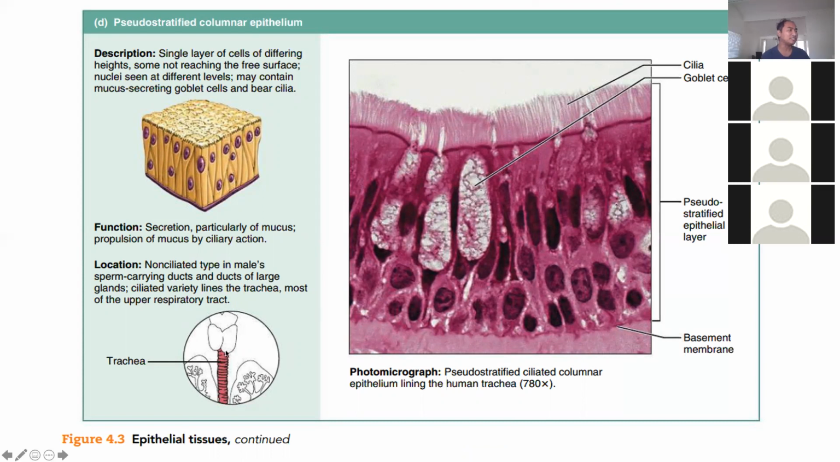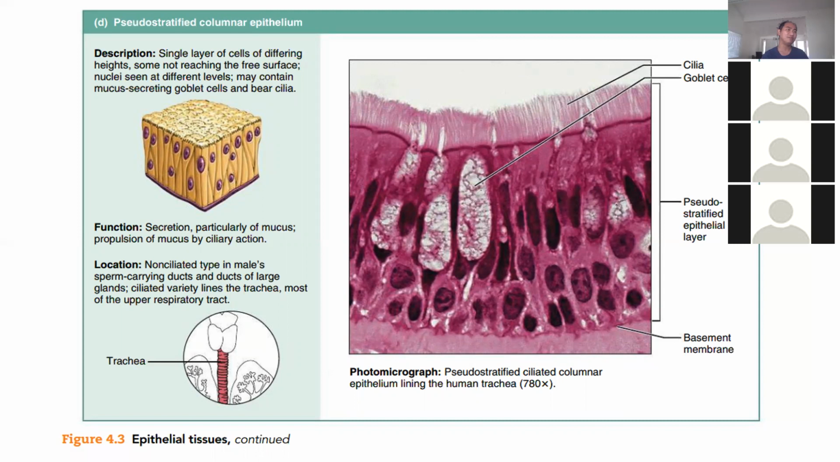And we said it lines the respiratory tract. Of course, it's the respiratory tract. This diagram is showing only the trachea, but actually, it runs from the nasal cavity down to the bronchioles. Bronchioles are small little airways, which are near the terminal ends of the respiratory tract. So nearly the whole respiratory tract is lined by this type of epithelium.